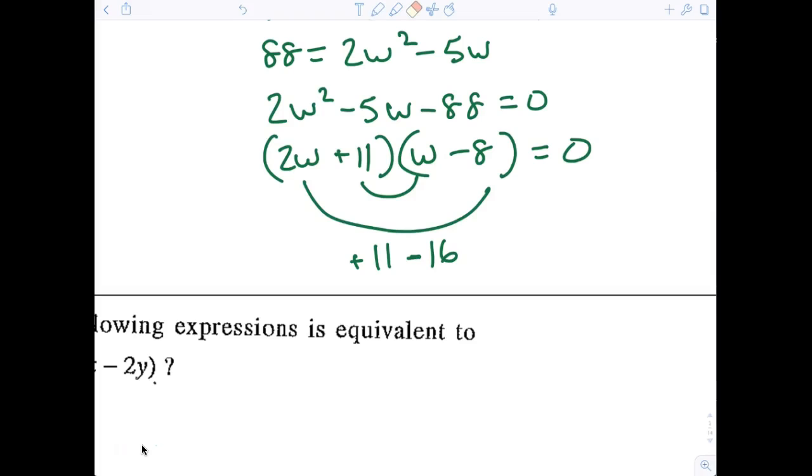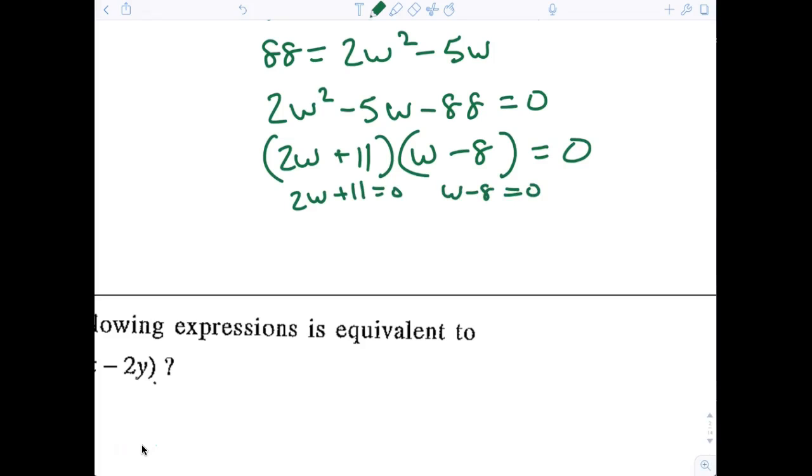All right, now I'm going to come over here and erase this. Now you set the factors equal to 0. So 2W plus 11 equals 0. W minus 8 equals 0. So W equals, good, and W equals. Is it possible for a width to be negative? No. So that's called an extraneous solution. So we take this and we cross it out. The only possible answer is W equals 8.